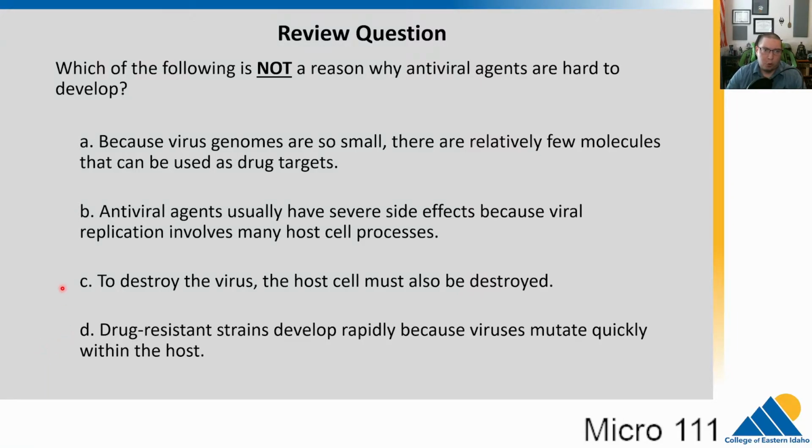Let's start with a review question. Which of the following is not a reason why antiviral agents are hard to develop? Is it A, because viral genomes are so small, there are relatively few molecules that can be used as drug targets? Is it B, antiviral agents usually have severe side effects because viral replication involves many host cell processes?